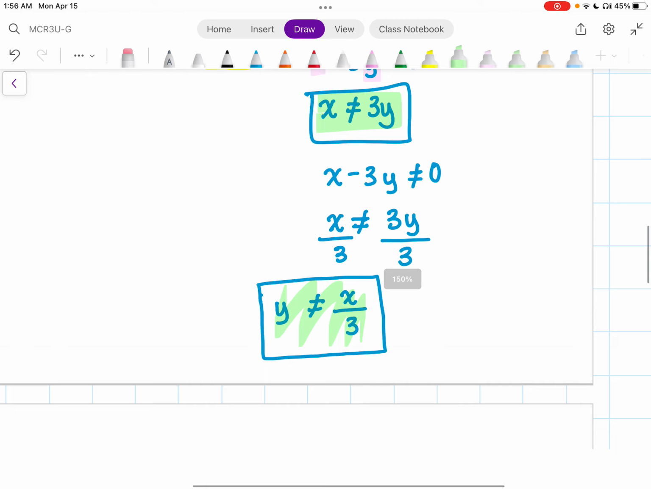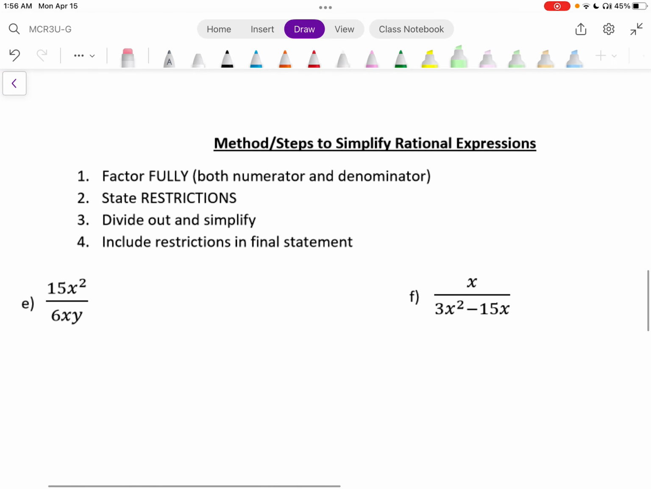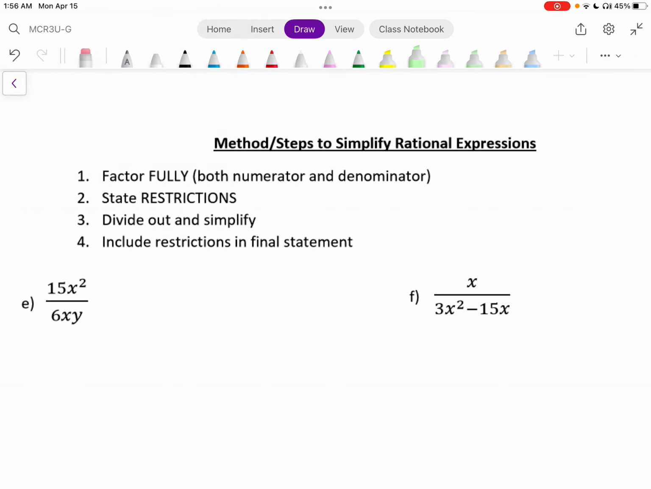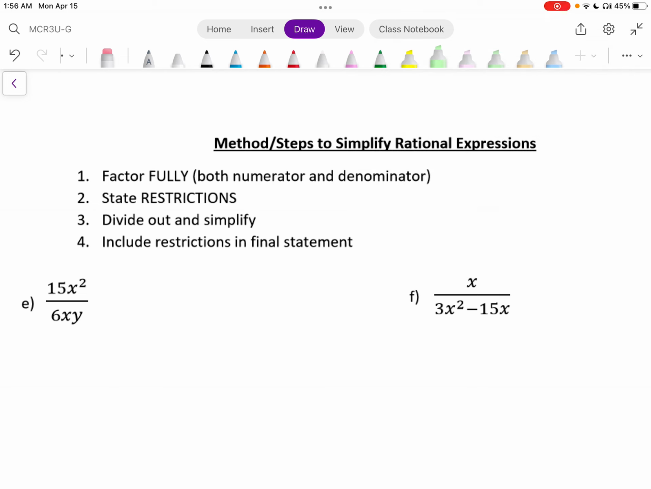Okay, so now we're going to talk about how to simplify rational expressions. It's fairly easy. The first thing you're going to have to do in this situation is factor. This is why I'm saying that whole factoring thing is so important, because you have to come back to it. So step one is to factor both the numerator and the denominator completely.